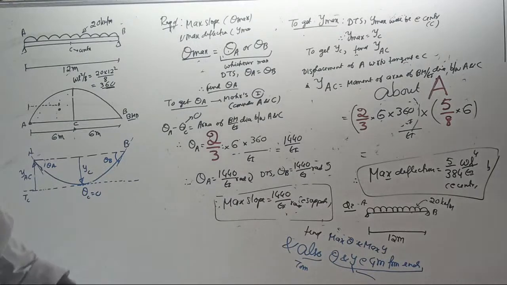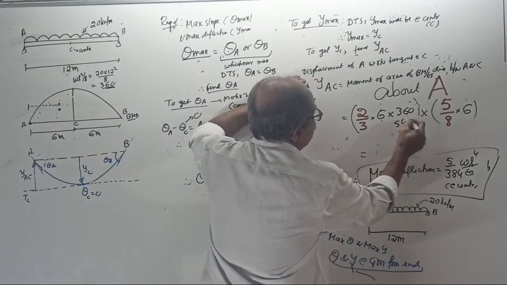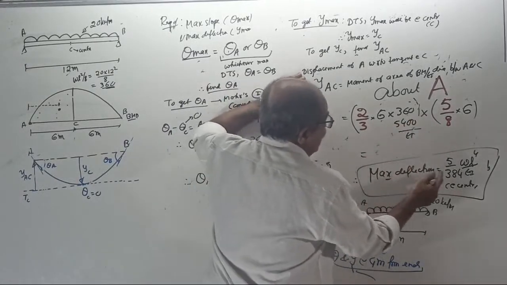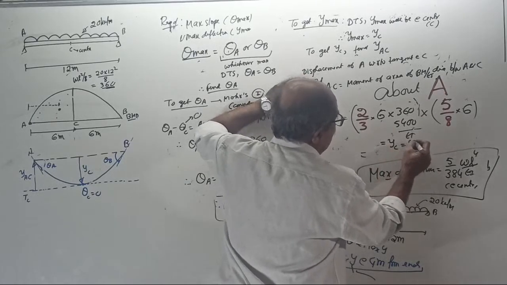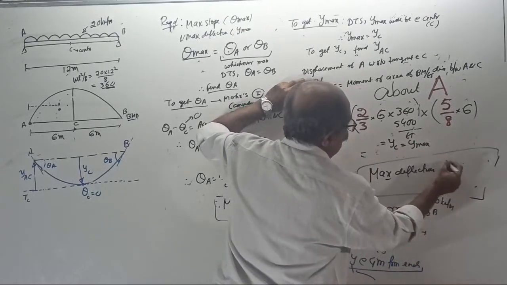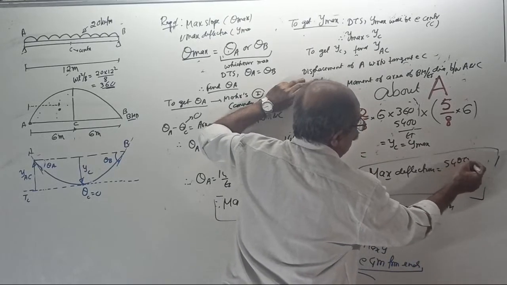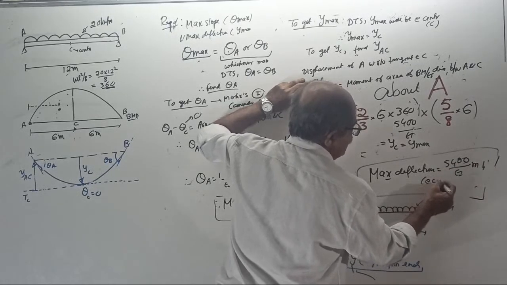If you give a fast answer, I can close before the rain hits. Slowly the rain started. 5400 by EI. It is 5400 by EI. So the maximum deflection: YAC itself equals YC equals Y maximum. So the maximum deflection equals 5400 by EI meter down at the center.